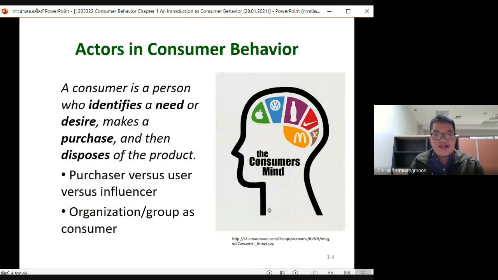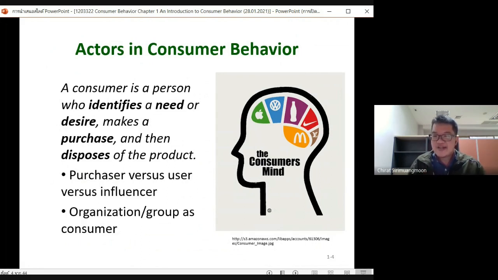Then let's see, who is the actor in consumer behavior? I would say it's actually the consumer. When you want to study consumer behavior, the person you need to look at is the consumer. A consumer is a person who needs to identify what they need first, then purchase it. Finally, they dispose of it. Like we just talked about, it happens in three stages: pre-purchase, during purchase, and post-purchase.